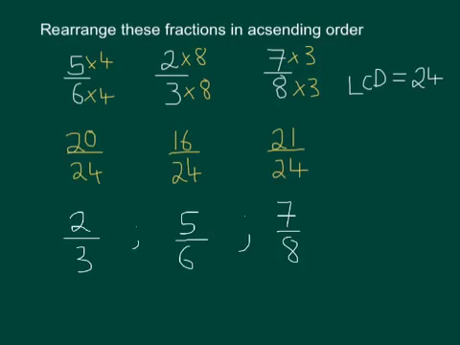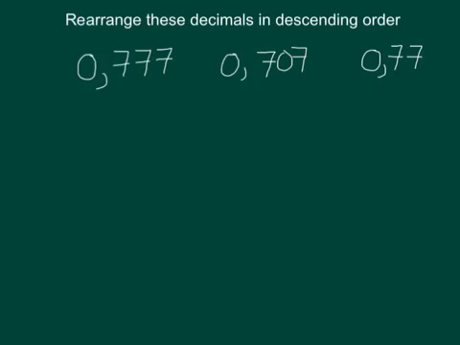And we're done. Alright, in this question we're asked to rearrange these decimals in descending order. So descending order, that is from the biggest to the smallest. So we've got to rearrange these three decimals from biggest to smallest. So the first thing I'm going to do is make sure that all three decimals have the same number of decimal places. We'll need to ensure that all of them have 3 decimal places.